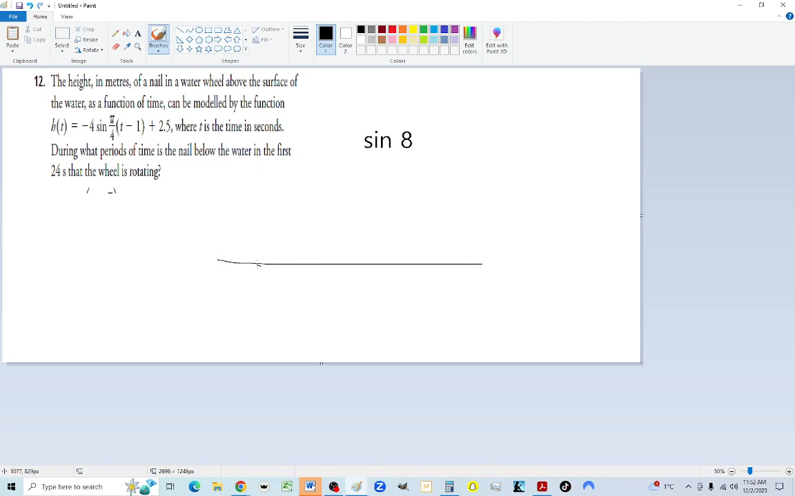Which means the wheel's going down first, then up. Second, it's still going up to 2.5 and negative 1.5, which means it's 1.5 meters below the water. And somewhere here is the 0. But here's the other thing. They push this thing to the right by 1 second.